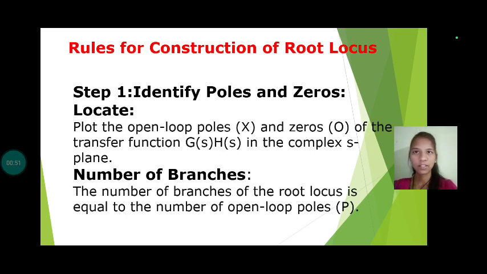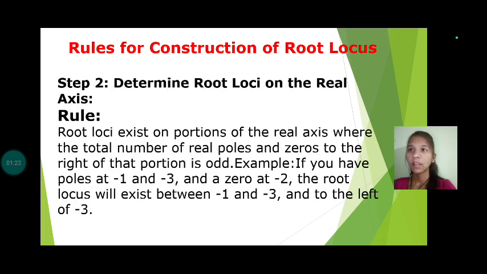Rules of construction of root locus. The first step is identifying the poles and zeros. Plot the open loop poles and zeros. The poles are indicated with x, the zeros are indicated with o, of the transfer function G(s)H(s) in the complex s plane. Number of branches: the number of branches of the root locus is equal to the number of open loop poles.